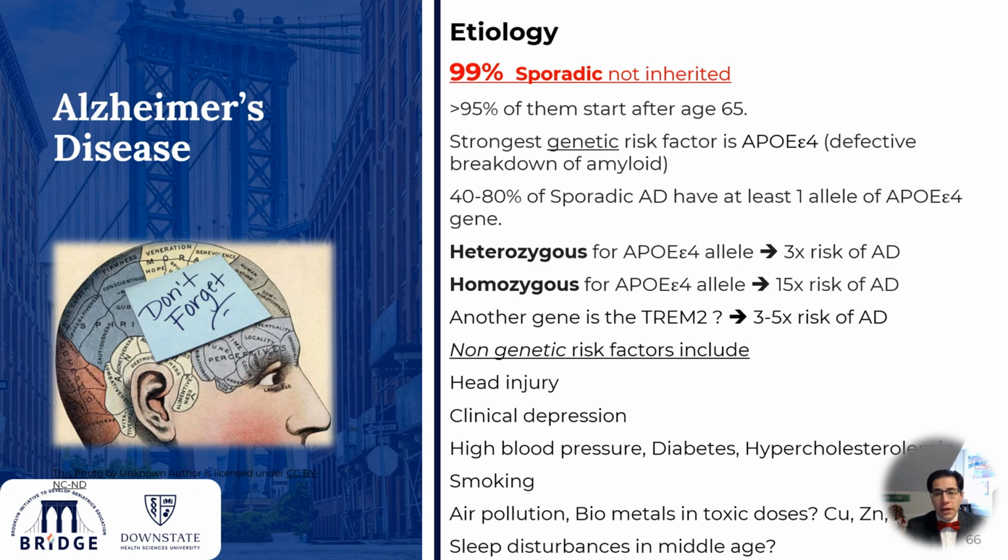If you have one copy and you're heterozygous for the ApoE4 allele, you have 3 times the risk of developing Alzheimer's disease. But if you're homozygous for the ApoE4 allele, the risk increases to 15 times the general population. Non-genetic risk factors that cause late onset Alzheimer's disease include head injury, clinical depression, high blood pressure, diabetes, hypercholesterolemia, smoking in early life, air pollution, biometals in toxic doses, and there are some studies now examining if sleep disturbances in middle age put you at a measurable risk to develop Alzheimer's later in life.